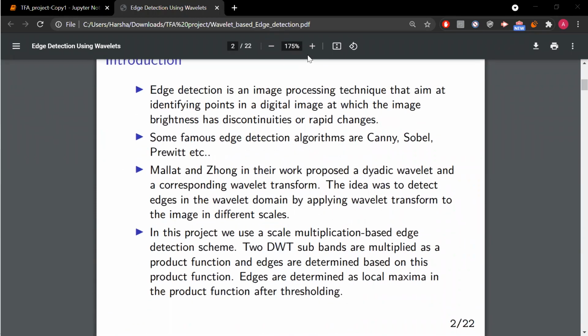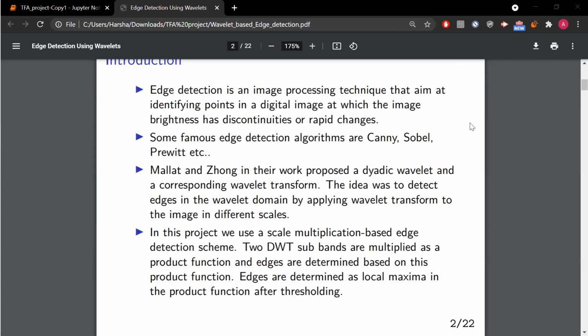Basically, edge detection is an image processing technique that aims at identifying points in a digital image at which the image brightness has discontinuities or rapid changes. So edges are high frequency components of an image, and we want to separate the high frequency components. There are many algorithms or edge detection filters based on derivatives. Some are based on the first derivative and some are based on zero crossing of the second derivative. Sobel and Prewitt and also Canny all depend on derivatives of the images.